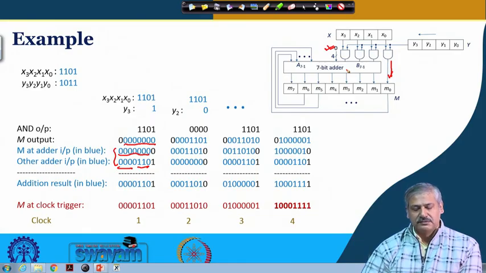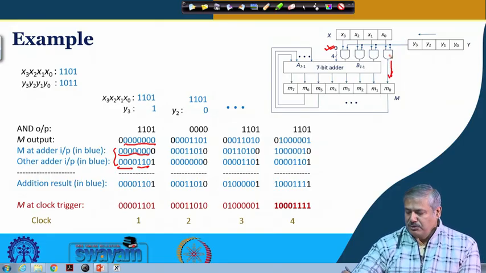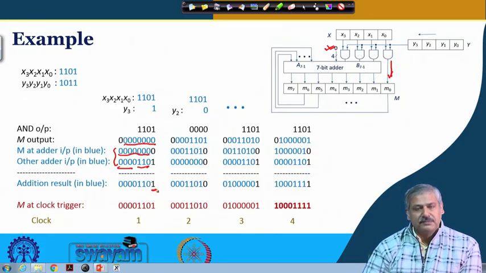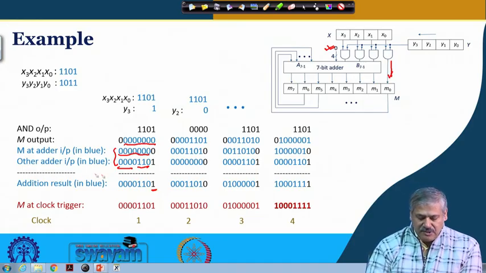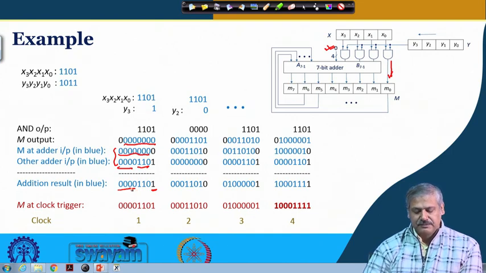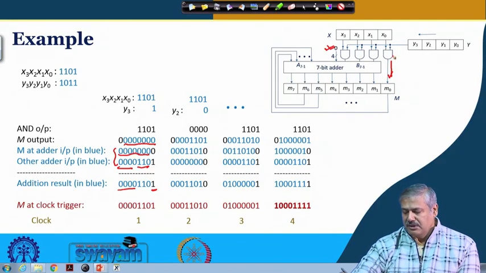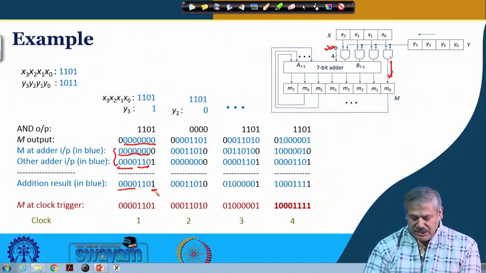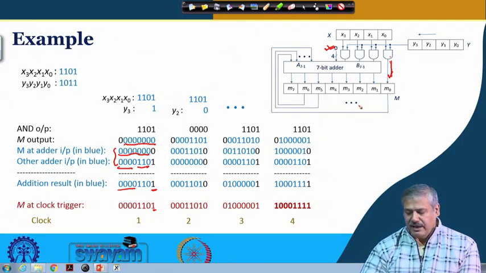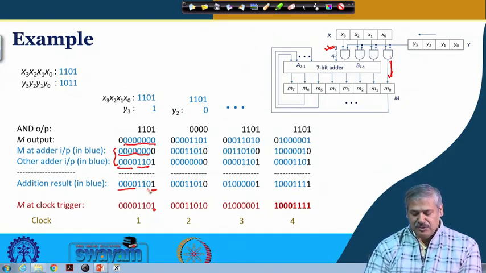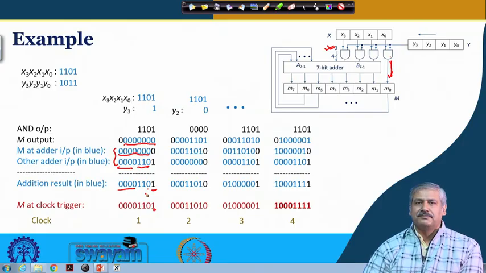Is it clear? So, what is the result? This one is coming directly as 1, and in the other cases, this is 0, this is 1 and this is 1 and the rest are 0. And after the clock trigger, what is happening? What is getting loaded here? This M0, this 1, is getting directly loaded here, and the adder output will be coming at M1 to M7. So, 0, 0, 0, 0, 1, 1, 0. Is it fine? Understood?